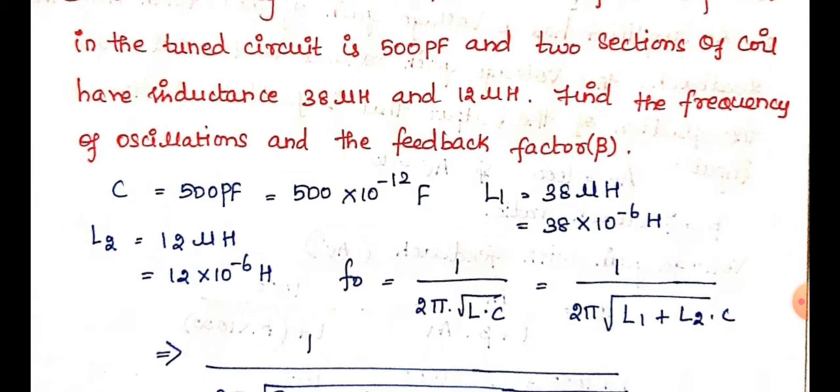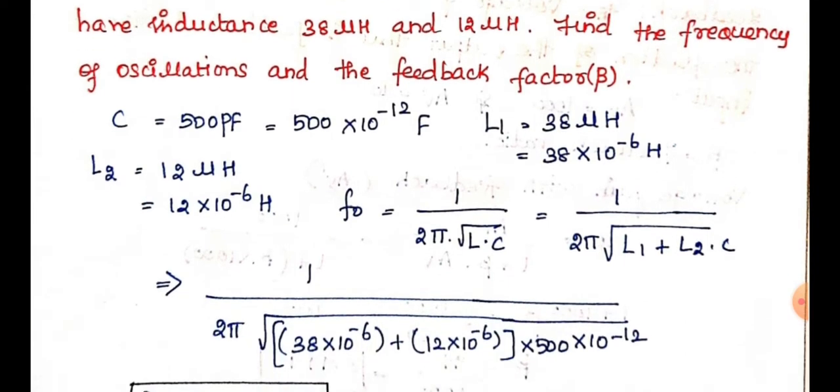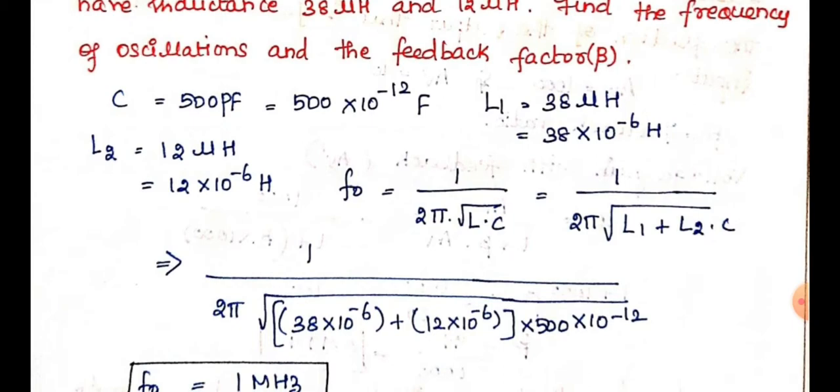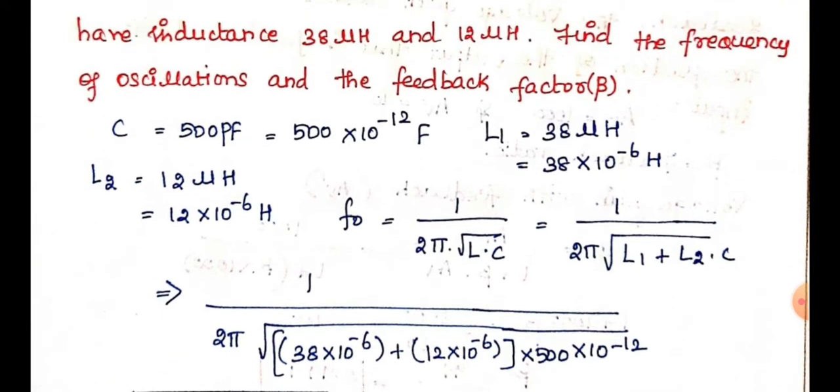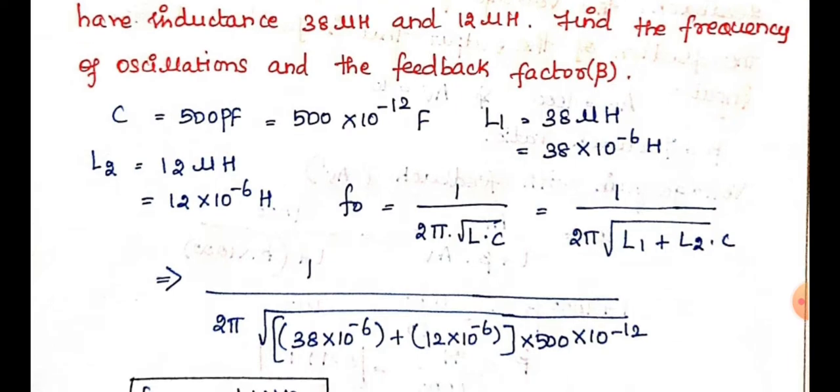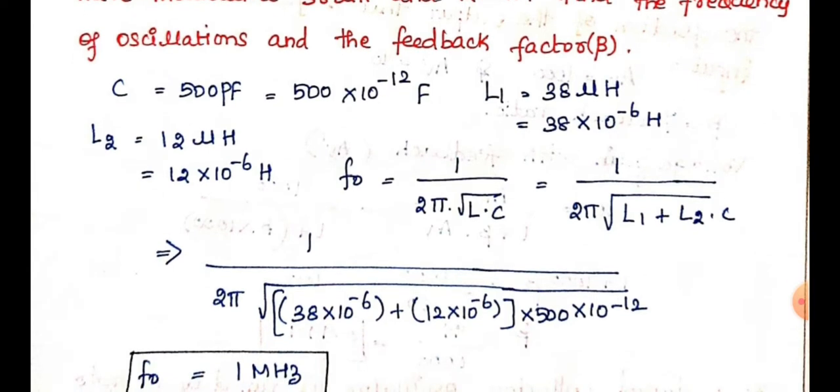So you have two inductances. So F0 is 1 divided by 2 pi into root of (L1 plus L2) into C. Substitute the values of L1 and L2. 1 divided by 2 pi root of 38 into 10 to the power of minus 6 plus 12 into 10 to the power of minus 6. We have substituted both values, into the capacitance value 500 picofarad, 500 into 10 to the power of minus 12.